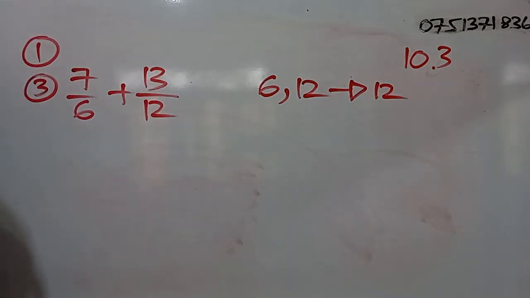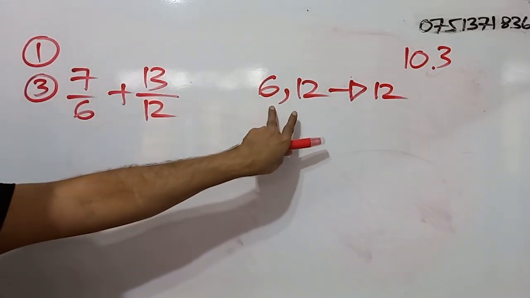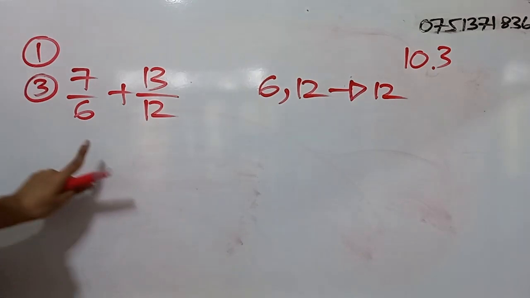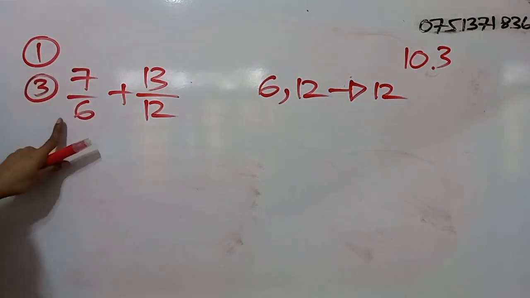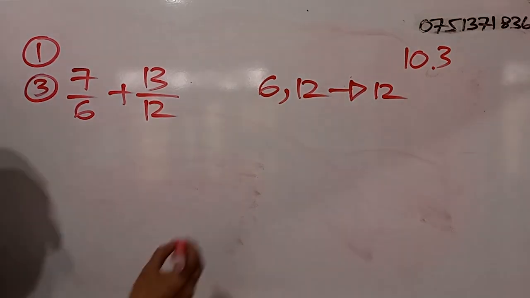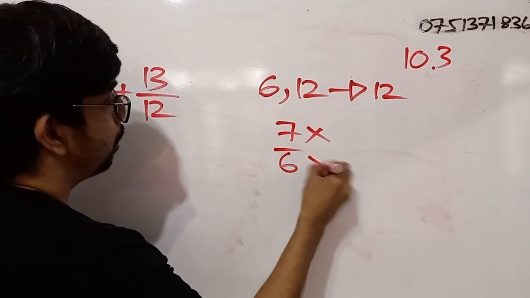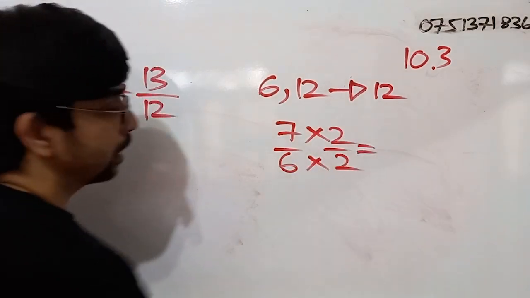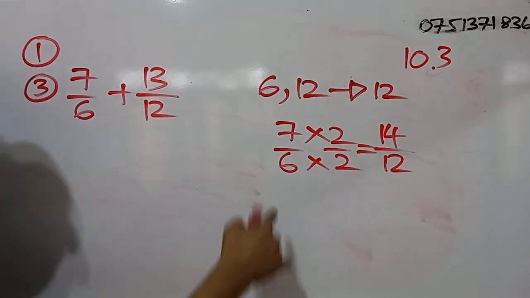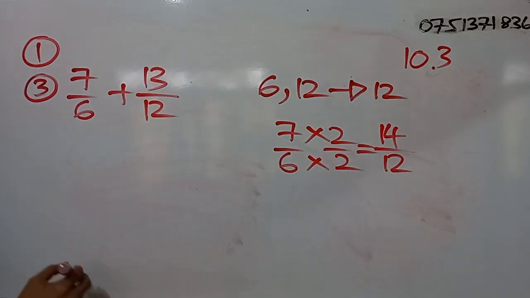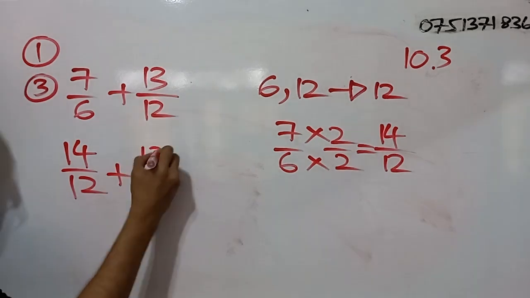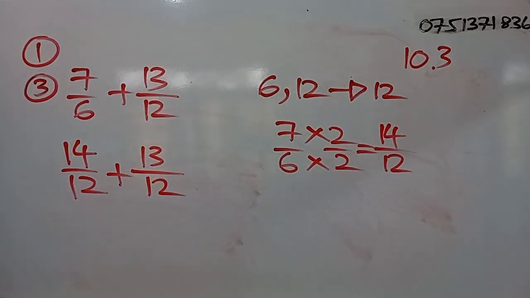So, that means we have to convert both of these denominators into 12. But actually, we only have to convert the first fraction, because in the other fraction the denominator is already 12. So, for 7 by 6, I have to multiply both denominator and numerator by what? 2. 7 into 2, that is 14. 6 into 2, that is 12. Now, these 2 fractions are equivalent fractions. So, I can write 14 by 12 instead of 7 by 6. The other fraction will be 13 by 12.